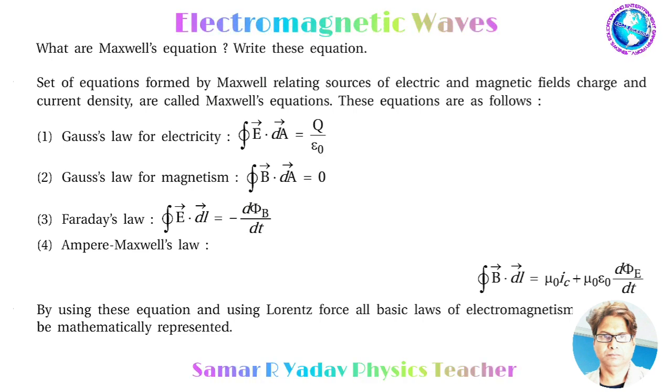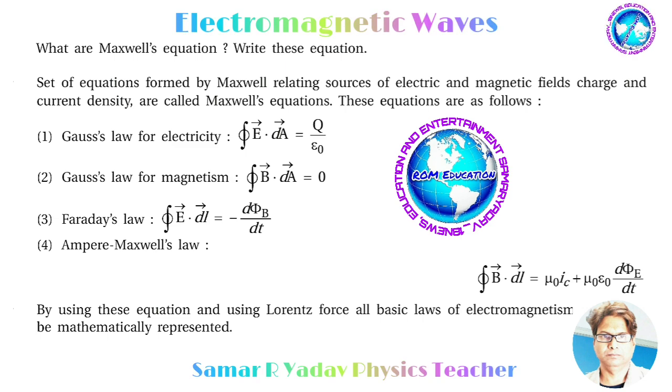First, Gauss's law for electricity: closed integral of vector E dot vector dA is equal to q upon epsilon 0. Second, Gauss's law for magnetism: closed integral of vector B dot vector dA is equal to 0.